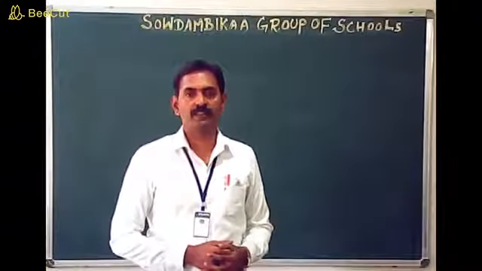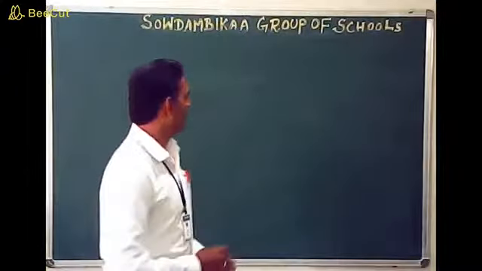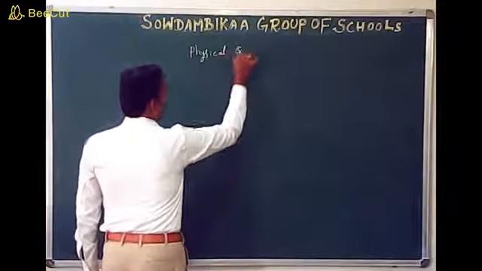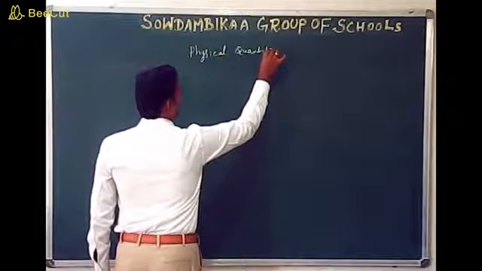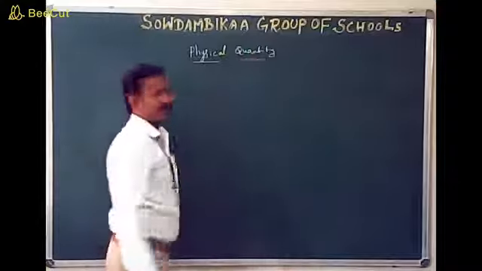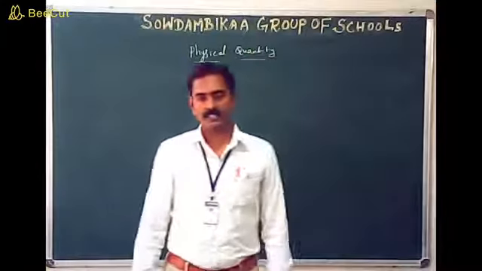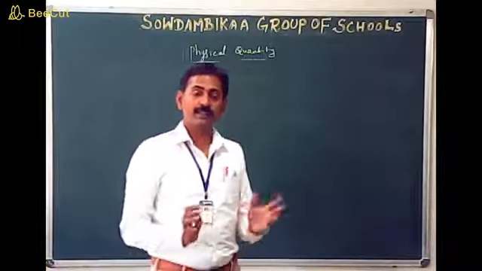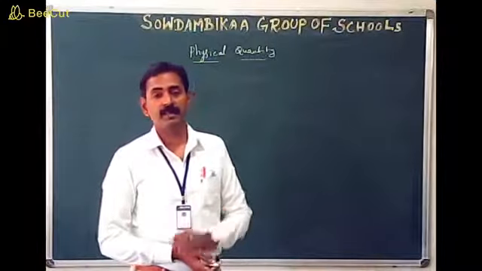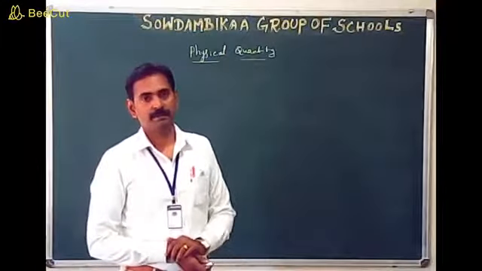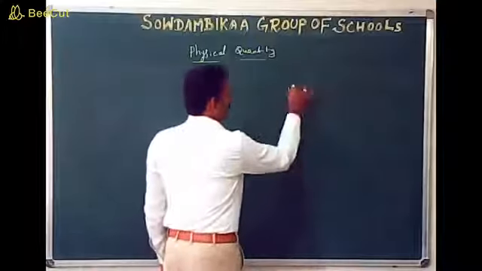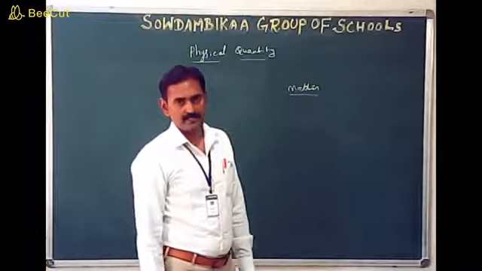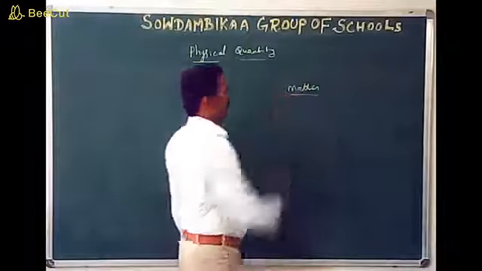So first is physical quantity. First, the definition for physical quantity. So what is a physical quantity? We know all the substances are made with the help of tiny particles called atoms. Now, it is matter. Any substance that occupies some space is called matter.